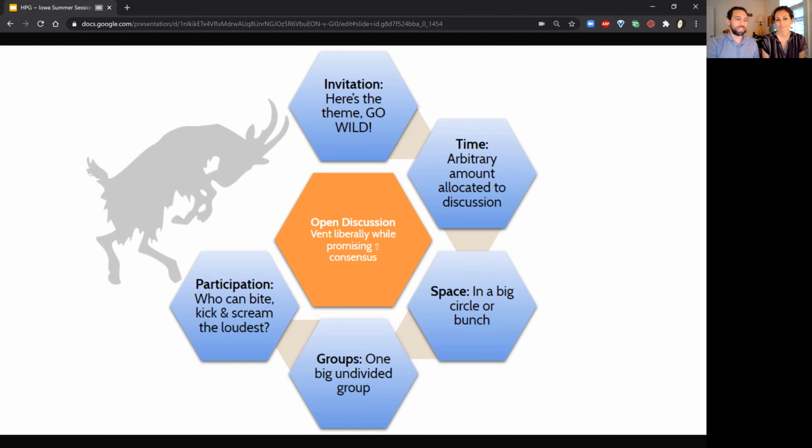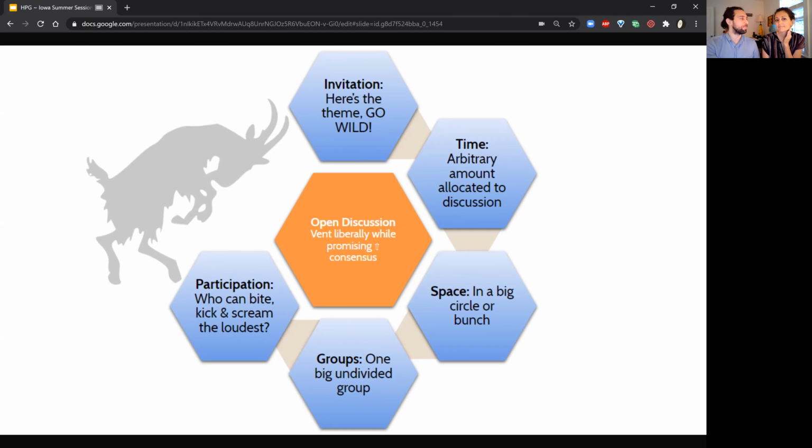So same thing, invitation to an open discussion. Here's the topic, free for all for some arbitrary amount of time. Space, often people bunched or clustered together, maybe in a circle. It's one big undivided group with very hidden or often subtle alliances or collaborations among people in the group, and the participation is distributed mostly.